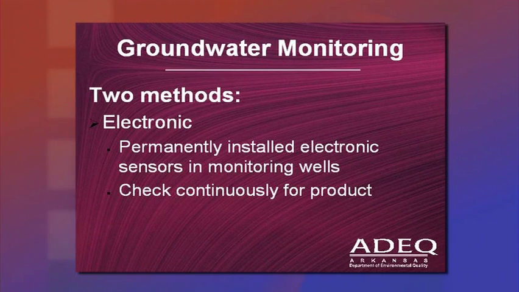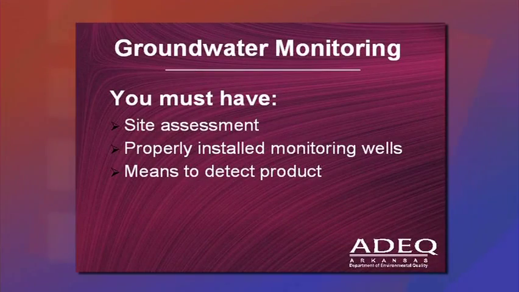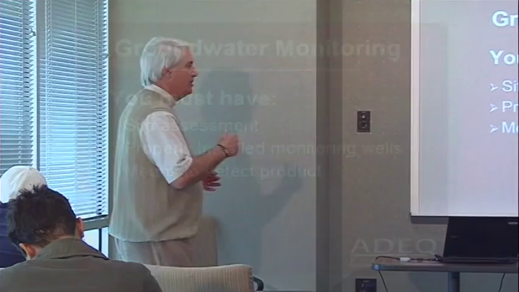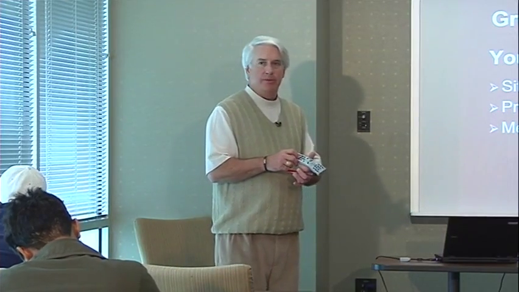The second method, if you're not using the bailer, is that you can have permanently installed electronic sensors in the monitoring wells, and they're continuously looking for product sitting on top of the groundwater. And they're attached to your automatic tank gauge. So if you're using groundwater monitoring, just like vapor monitoring, you must have the site assessment, you must have properly installed monitoring wells, and you have to have one of those means, either the bailer or electronic sensors, to detect product sitting on top of the groundwater.